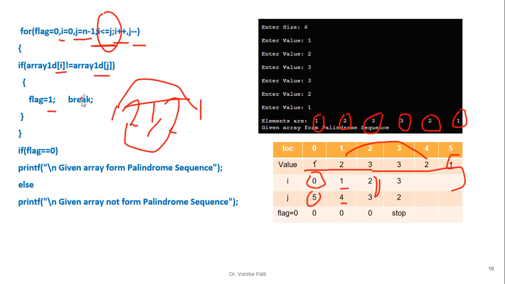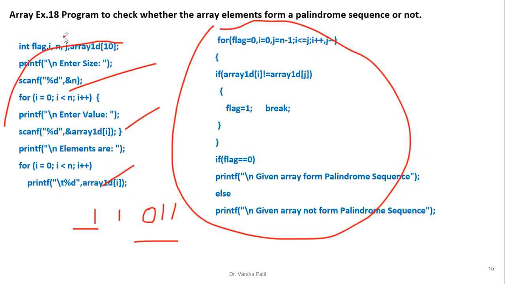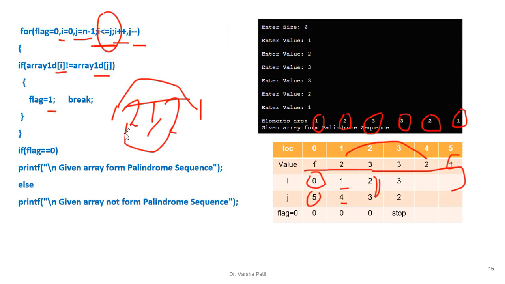Now see, up to this point, the program that is accepting the elements is very easy. After that we need to think and understand that there is a need for a flag, because we will never come to know whether we broke the loop or came out of the loop after normal execution.